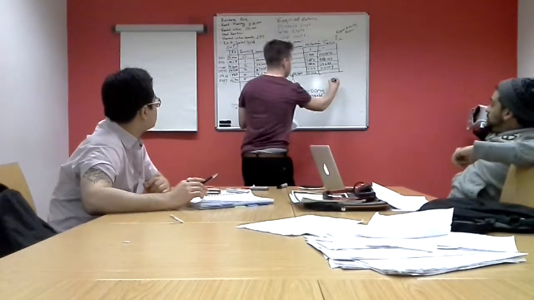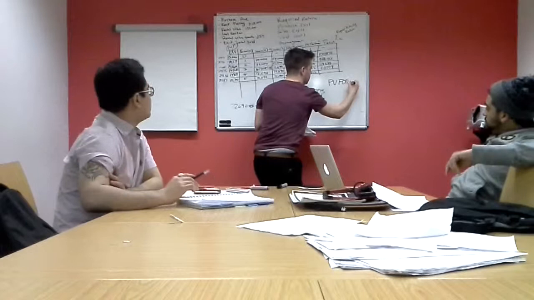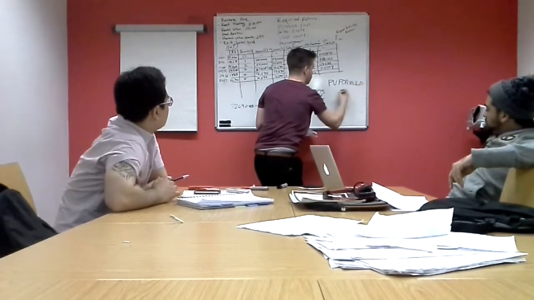What's that formula for the PV again? I wrote it out. It says 1 divided by... to find PV.